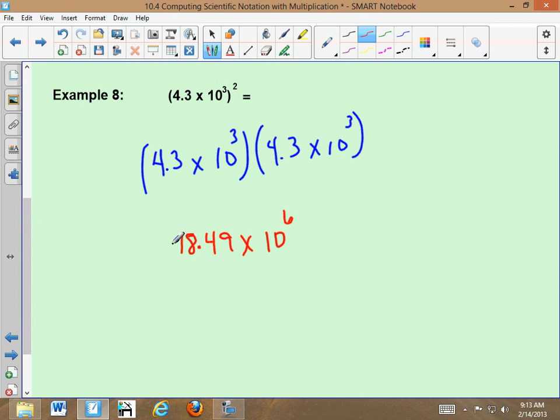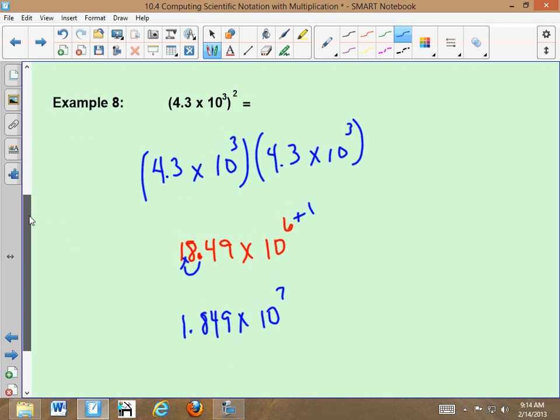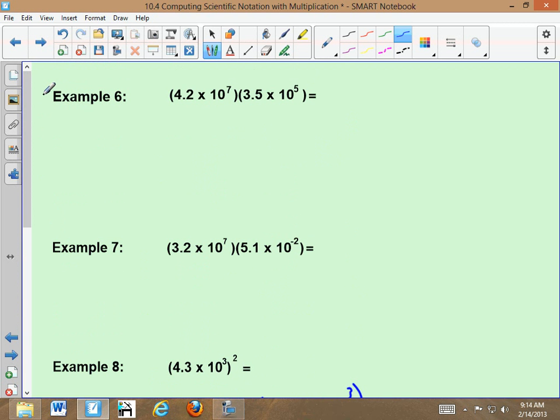This isn't in scientific notation. Where's my decimal? It's not in between the 1 and the 8, so I have to put an X here. So I have to write 1.849 times 10. I don't know what it is yet. I move from the X to the decimal. How many did I move? 1. Did I go right or left? Plus 1. There's my answer. Okay? You guys want to do one more?